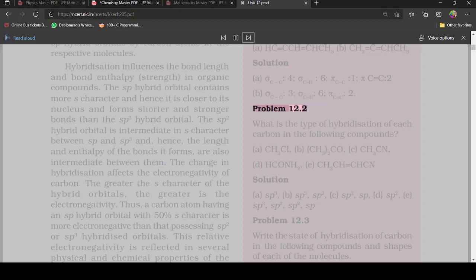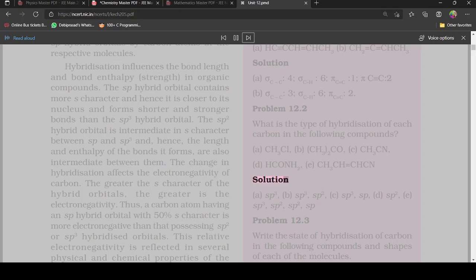Problem 12.2. What is the type of hybridization of each carbon in the following compounds? A. CH3Cl. B. CH3–CO. C. CH3CN. D. HCONH2. E. CH3CH=CHCN.